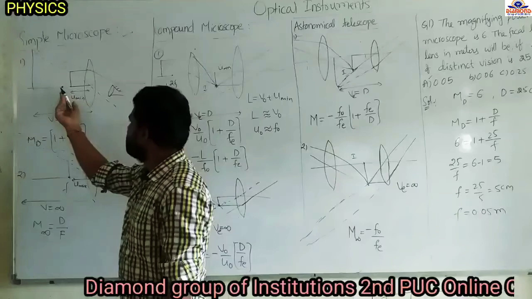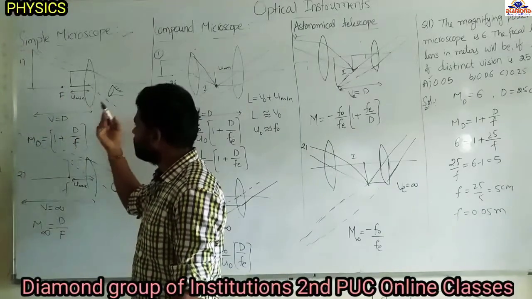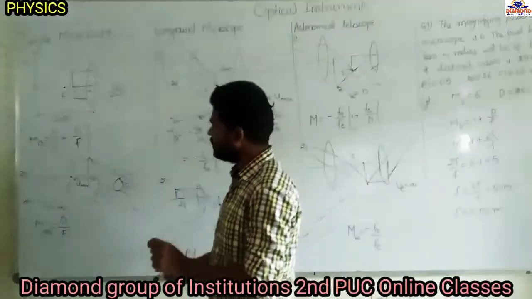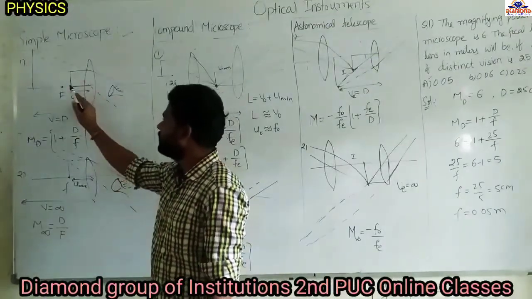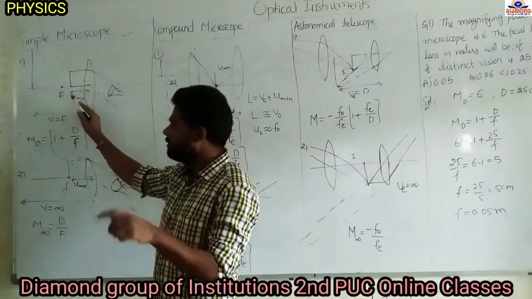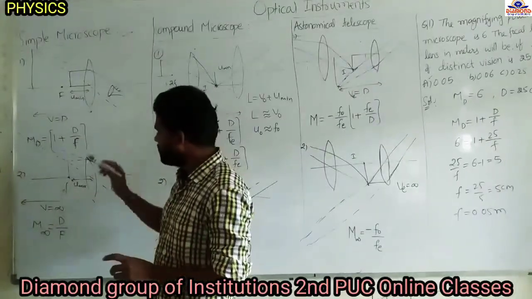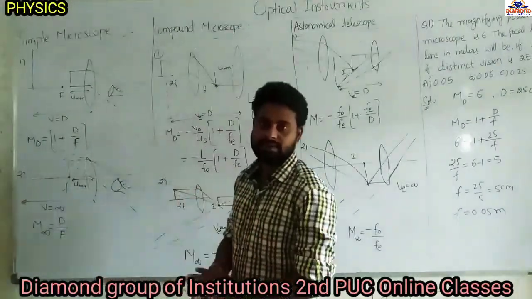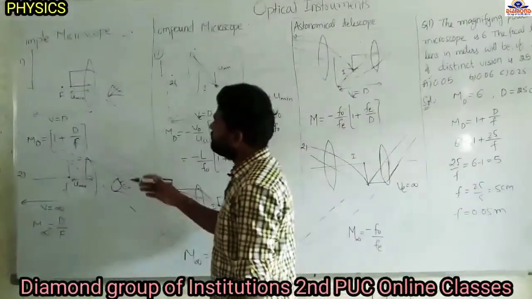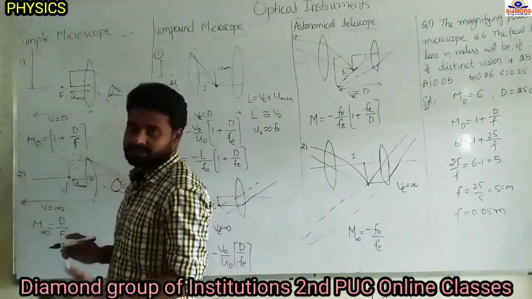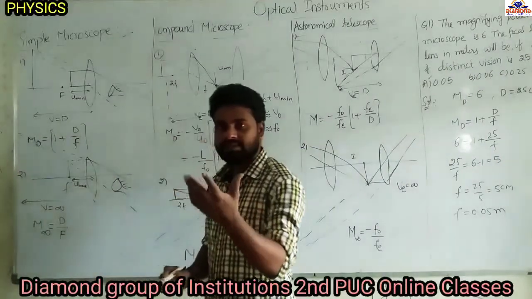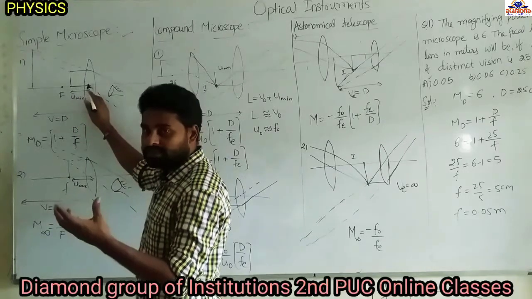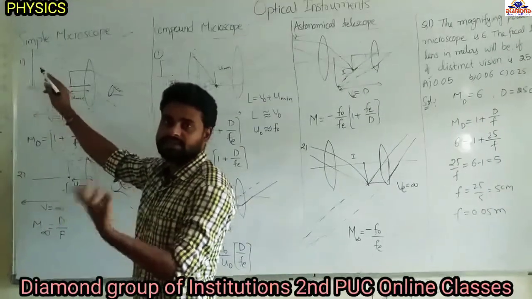But at some particular object distance, the image will form at the least distance of distinct vision. That means whenever we move the object from the focus toward the optical center, at a particular distance we get the image at the least distance of distinct vision, and if we keep the object at the focus, we get the image at infinity. These are the two cases. The object is at the maximum distance at the focus, and if we move the object toward the optical center, at some distance we get the image at the least distance of distinct vision.